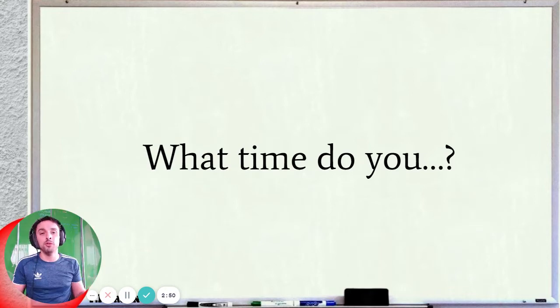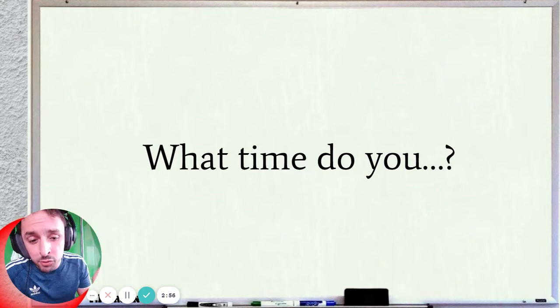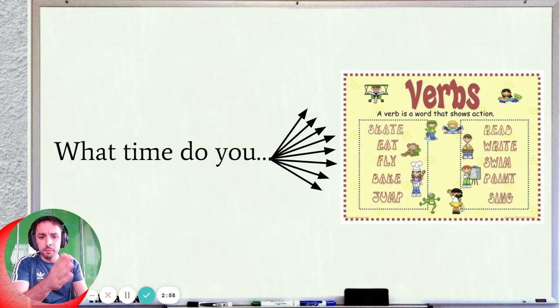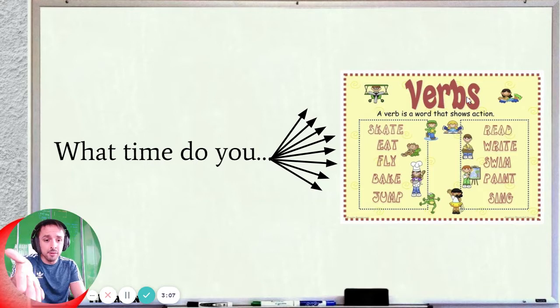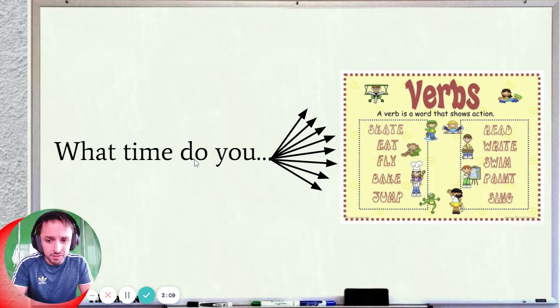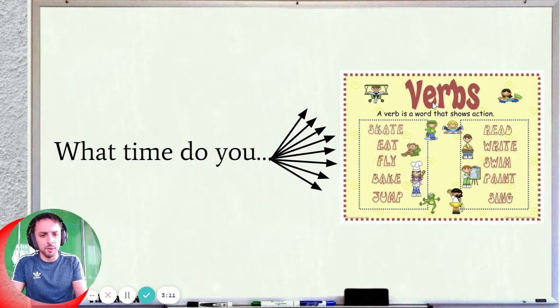What time do you? That is our question for Unit 5. What time do you? And then we're going to have a verb. Because remember, verbs are things you do. So because it has do, we know we're looking for a verb.